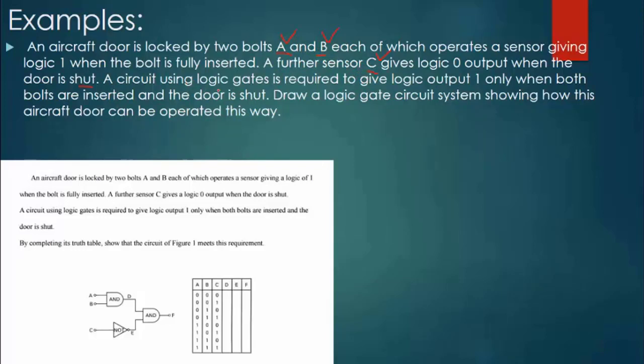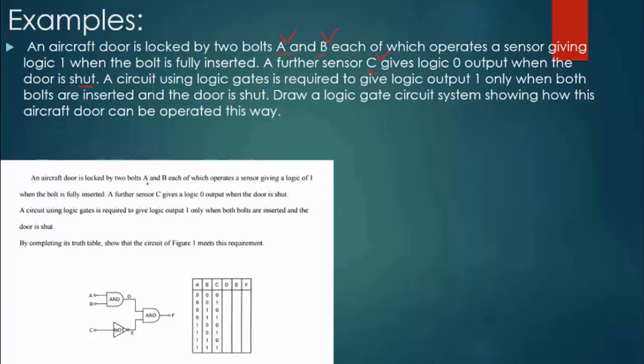So a circuit using logic gates is required to give a logic output. This is the condition ambayo sasa inabidi uangalie. Finally, ukishajua input ziko ngapi. Cha kwanza kabisa ni kujua input ziko ngapi. Okay. So we know an aircraft door is locked by two bolts A and B, each of which operates a sensor giving logic 1 when the bolt is fully inserted.